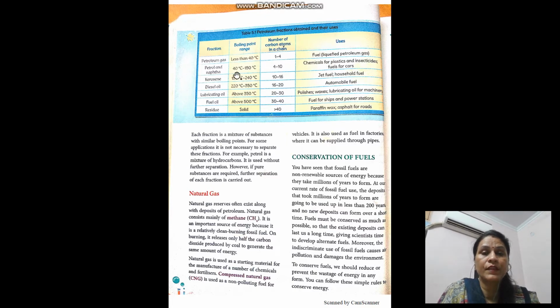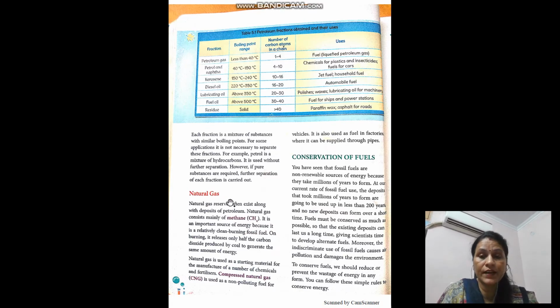Now what are the uses? Because carbon content is less, it is used as fuel, that is the best one. And accordingly petrol and naphtha are used as chemicals for plastics, insecticides, fuels for cars, jet fuels and household fuels, automobile fuels, and then paraffin wax, etc. All these are the uses of the different fractions. That means in the fractional distillation unit, each and every component is utilized in one way or the other. For example, even the residue is very useful. It is used for paraffin wax and for making roads.